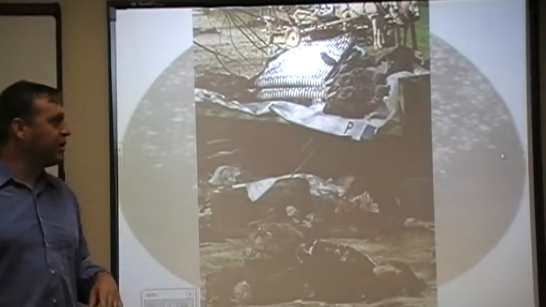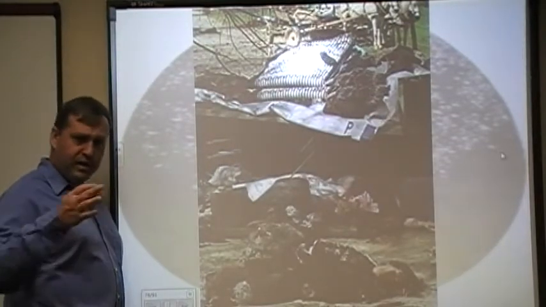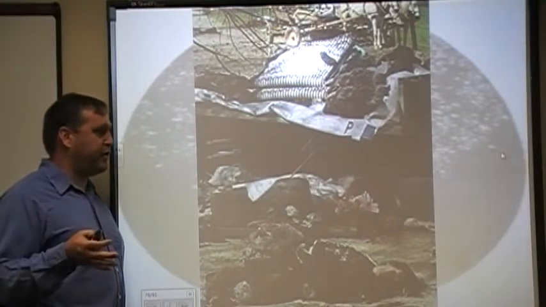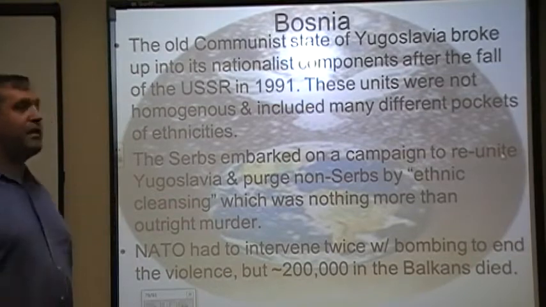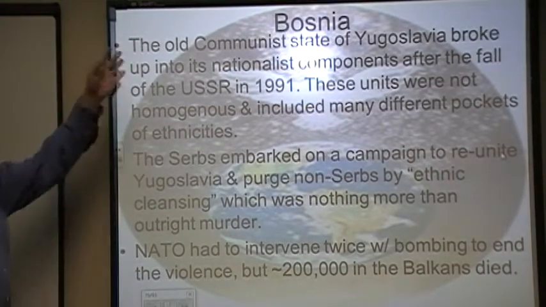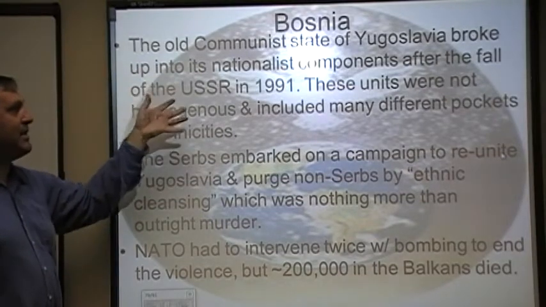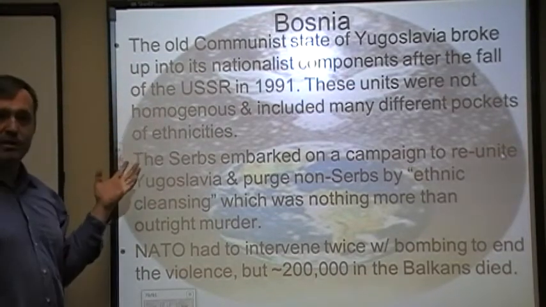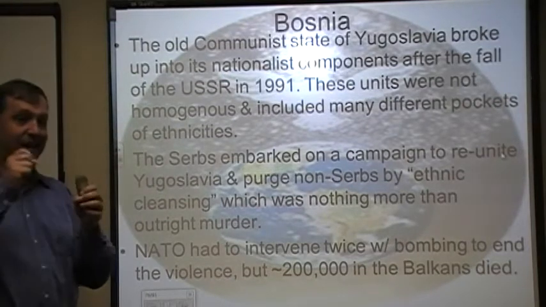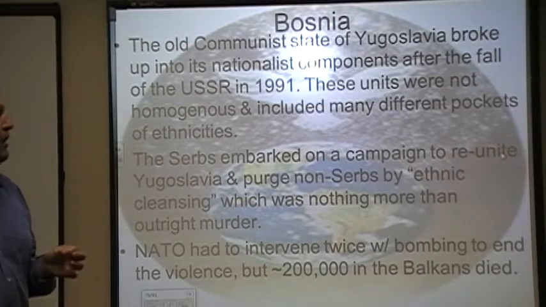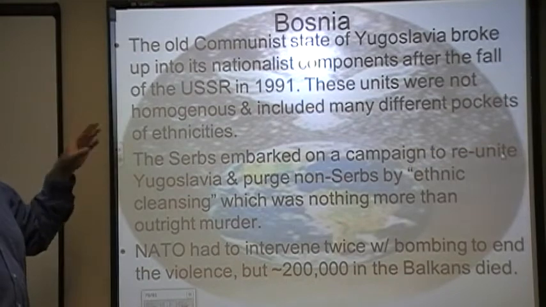And so this is what you're going to see. These killing fields are going to take place in southeastern Europe, where these different ethnic groups are going to be at each other's throats. They've been hating each other for a long, long time, right? The best example of this is going to be the fighting that takes place inside Bosnia. As I mentioned, the old communist state of Yugoslavia is going to break up into its nationalistic components after the fall of the USSR in 1991, and it's actually going to continue breaking up into smaller and smaller units as a result of what takes place as this series of crises go on.